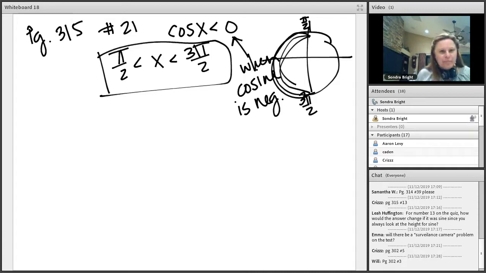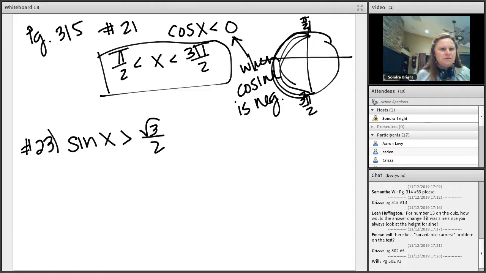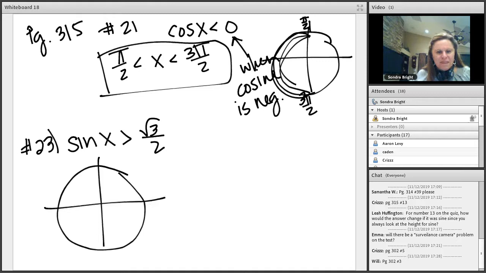23 is very similar to the one we just did. Is it different? I feel like I just did this one. Maybe not. Okay. If you're doing the unit circle way, sine of x is rad 3 over 2 here and here. So 2 pi over 3 and pi over 3.